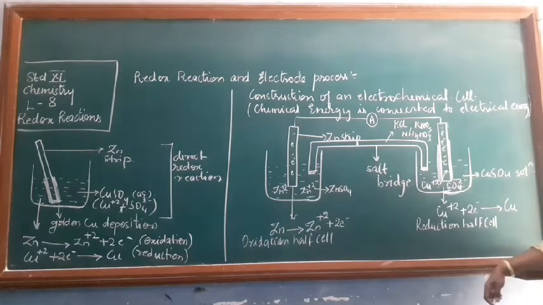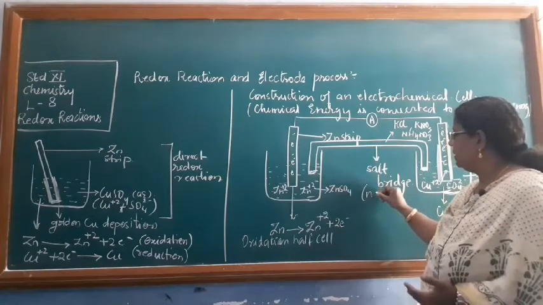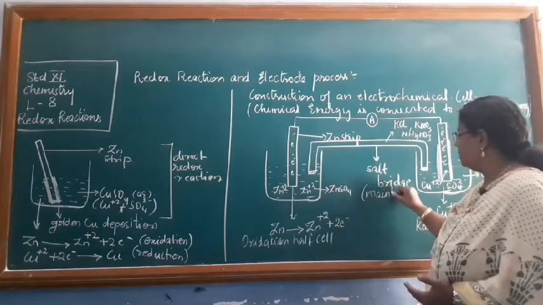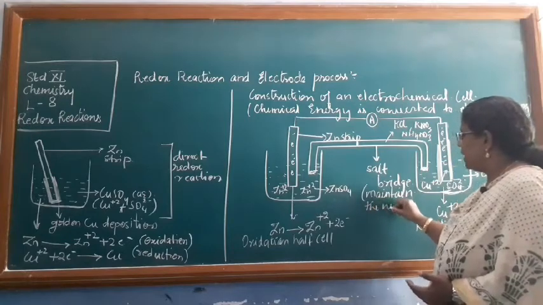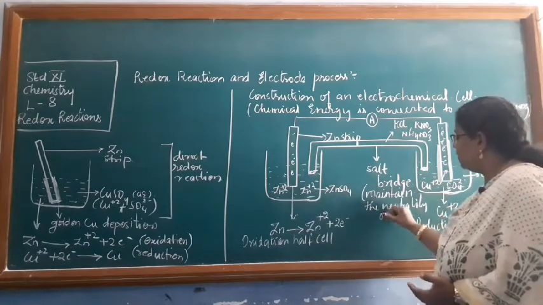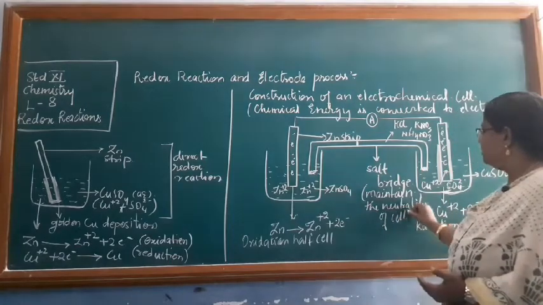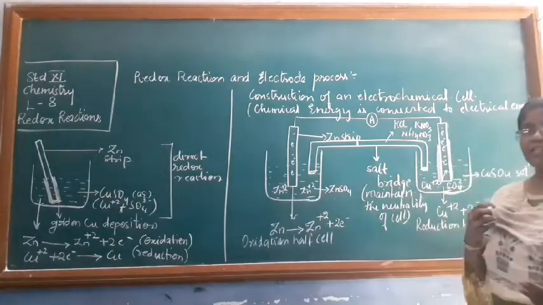Clear? Okay. The salt bridge allows the neutrality of the cell to be maintained. What is its function? It is to maintain the neutrality of the cell. Okay, neutrality of the cell. Now, why does the cell become polarized? Yeah, how do the positive charge and negative charge develop?